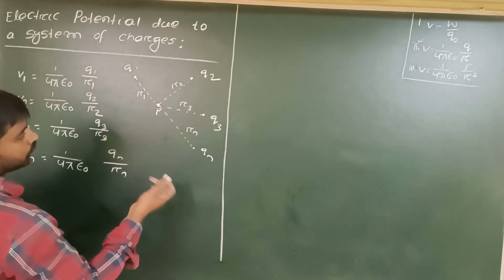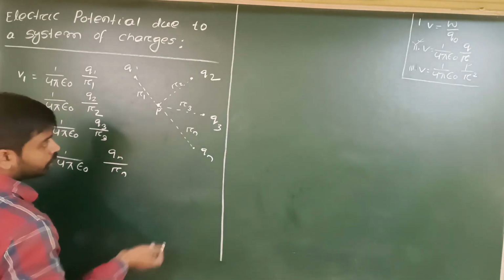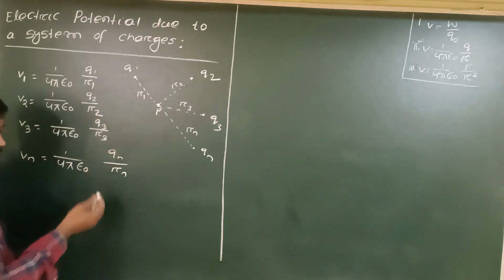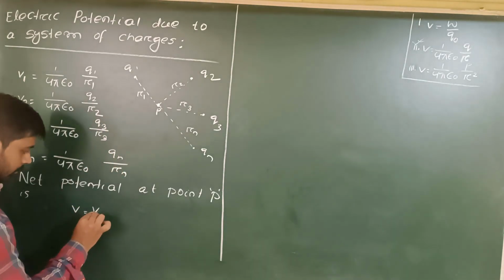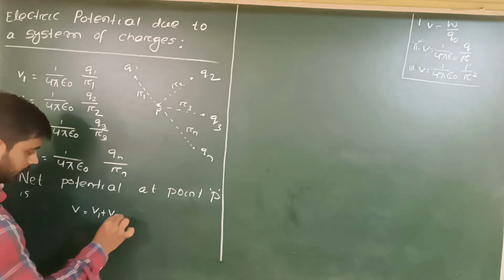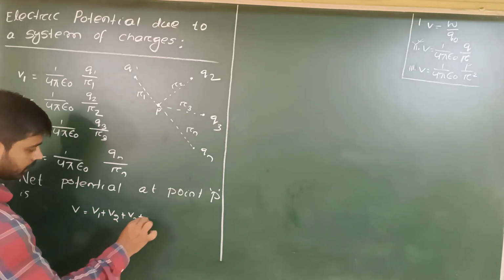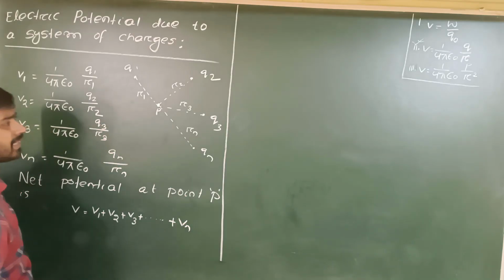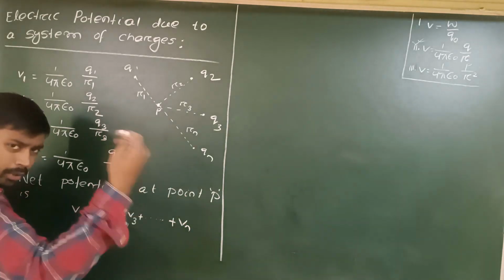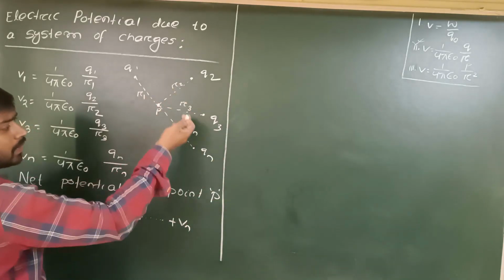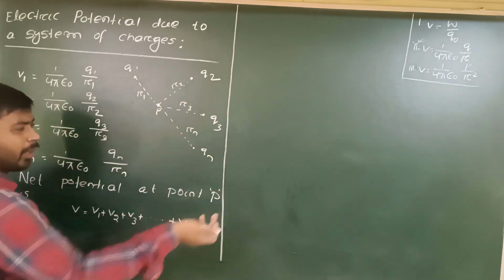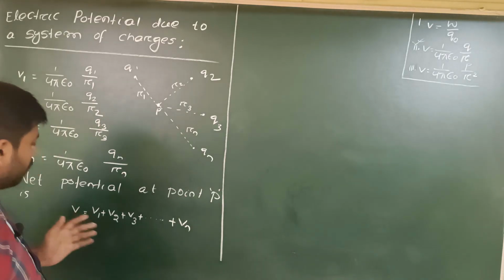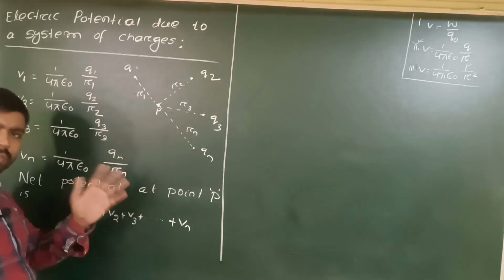Then, as we know, the electric potential is a scalar quantity. So, the net potential at point P must be equal to the sum of all the potentials. So, V equal to V1 plus V2 plus V3 up to Vn. Actually, here n charges are there. Q1, Q2, Q3 up to Qn, which are at distances R1, R2, R3 up to Rn from point P respectively. So, we have n number of charges here. So, the net potential becomes V1 plus V2 plus V3 up to Vn.